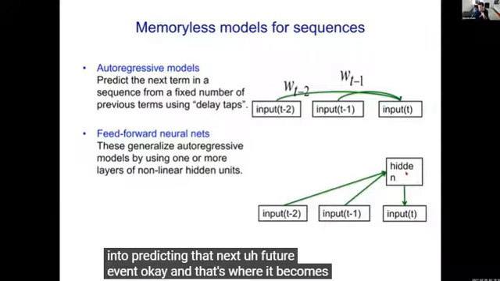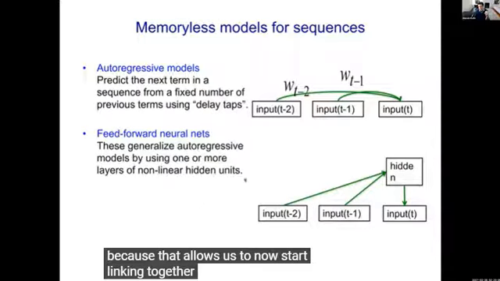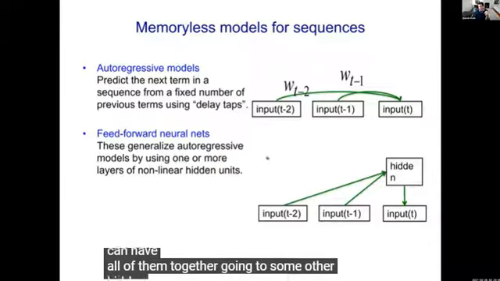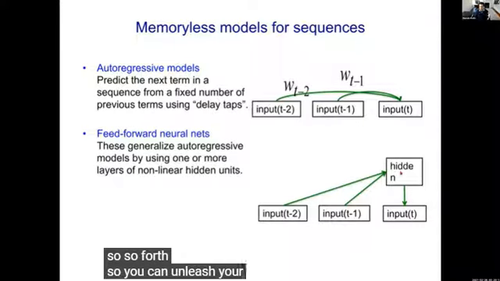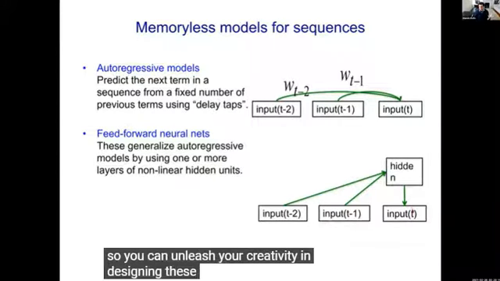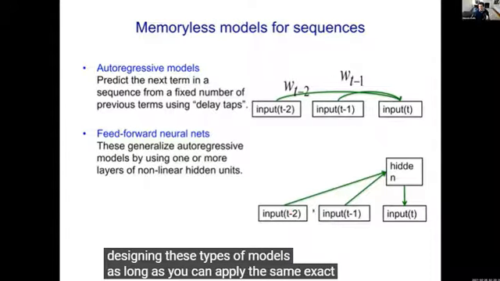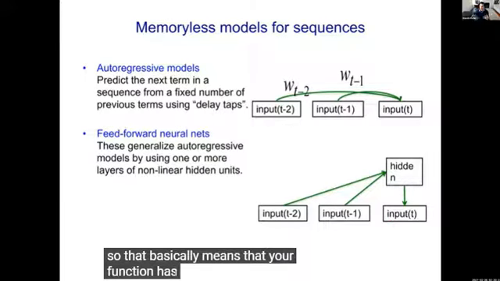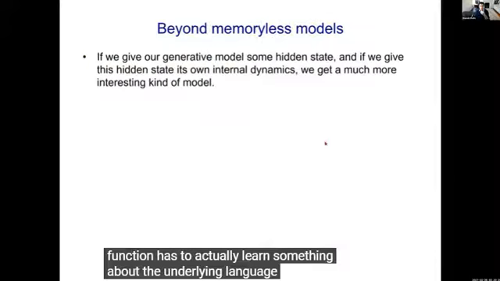And that's where it becomes interesting, because that allows us to now start linking together input t-3. We can have all of them together going to some other hidden unit and then predicting here and so on and so forth. So you can unleash your creativity in designing these types of models, as long as you can apply the same exact function at every time point. That basically means that your function has to actually learn something about the underlying language.